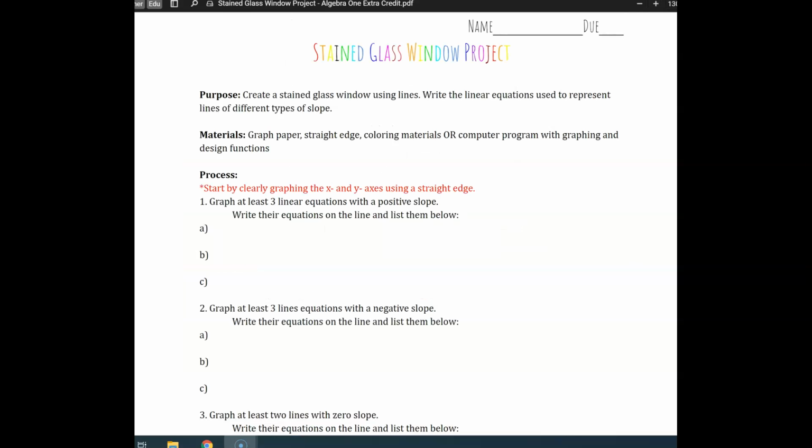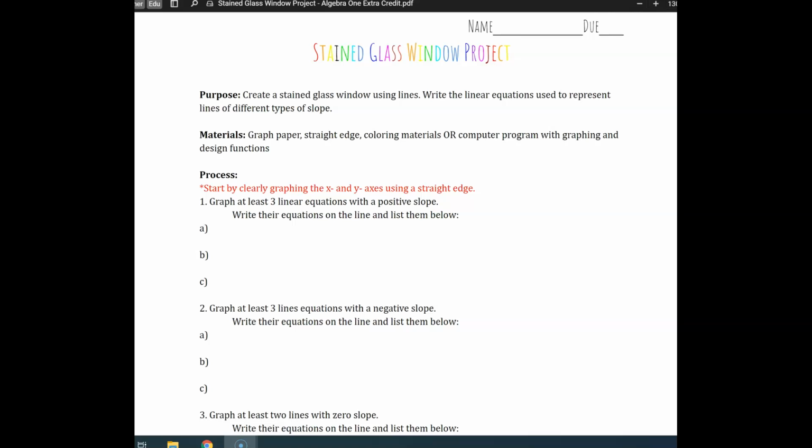All right, so we got our project here. If you didn't get a paper copy of this, I left the paper copy in the coordinate grid at my teacher's desk, so you can get that from the sub if you need to as you work through this. But we're in the stained glass window project here. The whole purpose of this is to create a stained glass window using lines. So our linear equations that we've graphed in different forms represent different lines and types of slope.